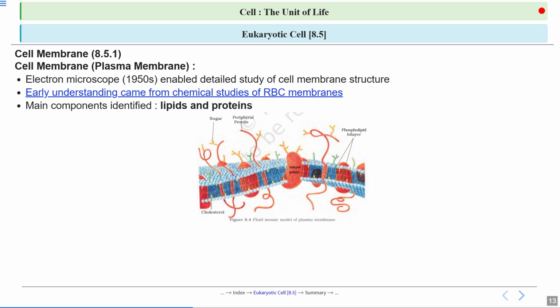This is an image showing you the plasma membrane. This is the fluid mosaic model of the plasma membrane. We'll discuss this model. The plasma membrane is made up of a phospholipid bilayer. Bi means there are two layers. Here you can see this is the phospholipid bilayer. There are two layers. Proteins are also present here. You can see these are the peripheral proteins. Here there are some integral proteins also. This is a sugar molecule here. So this is the structure of the plasma membrane.